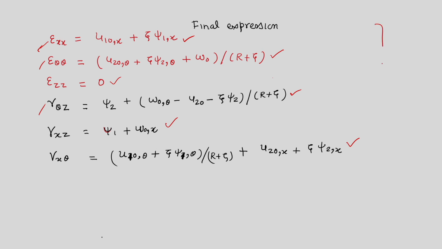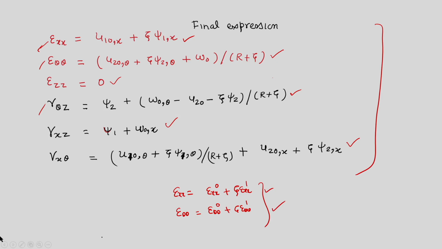So this is the expression of the strain displacement relations. If you want, you can arrange it in the form of, let us say, epsilon xx equal to epsilon xx naught plus zeta times epsilon xx 1. That can also be done, but in the present case, because it is very simple, I have not done it that way. One who is formulating only for a cylindrical shell can try it this way, so programming will be easy.